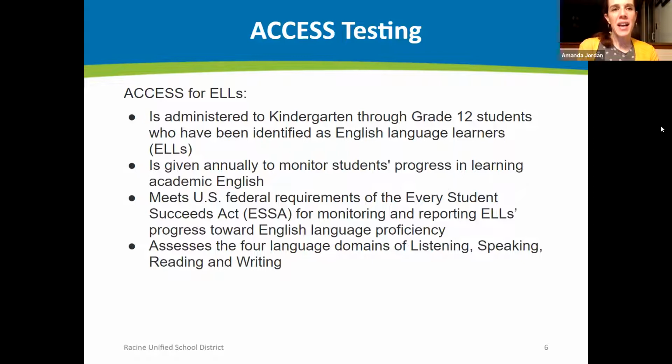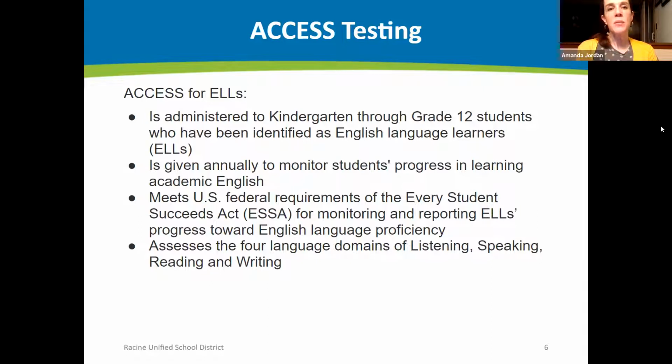All right, so the next test that is given at Racine Unified School District for our 4K through 8th grade students and into high school is our ACCESS testing. ACCESS testing is administered to our English language learner students. So students who have identified at enrollment with RUSD that their primary family language spoken in the home is other than English become part of our ELL program. And the English language learner program works in a variety of areas to support the students with their English language development. And so the ACCESS test is given annually to monitor their students meeting academic English.